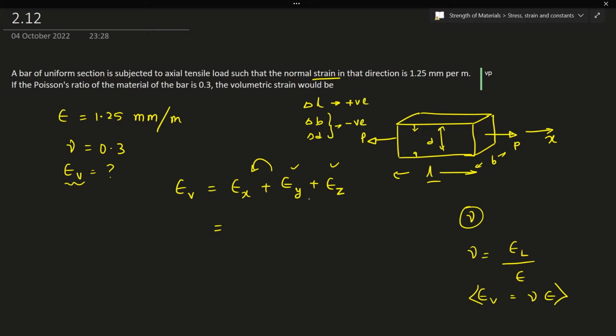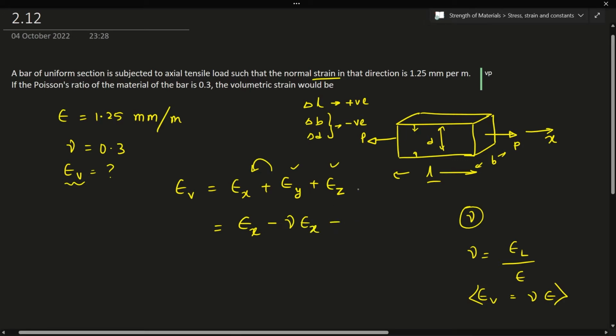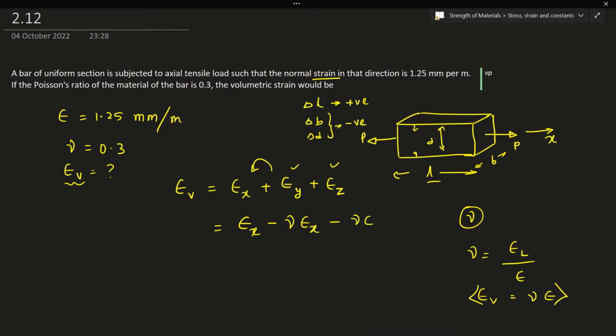So with this in mind, I'll consider these directions in this formula itself, so that I'll be having epsilon x. So here instead of epsilon y, I'll be writing it as minus nu into epsilon x, and again minus, because we have only one load, minus nu into epsilon x again.